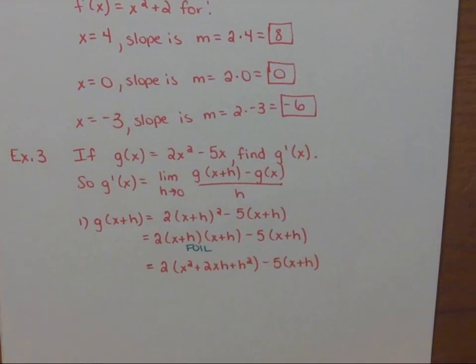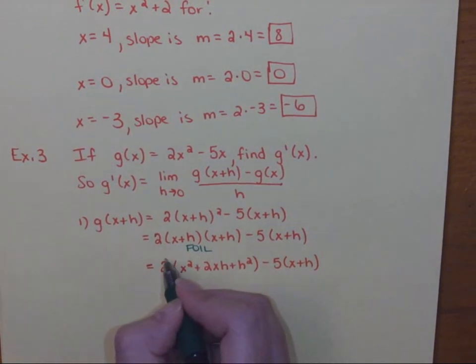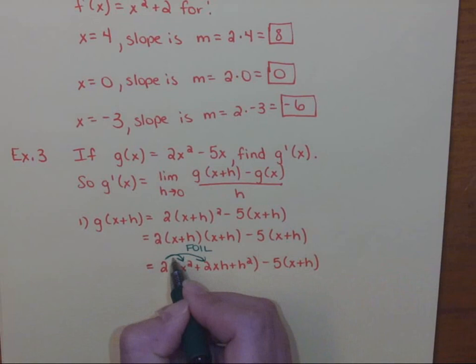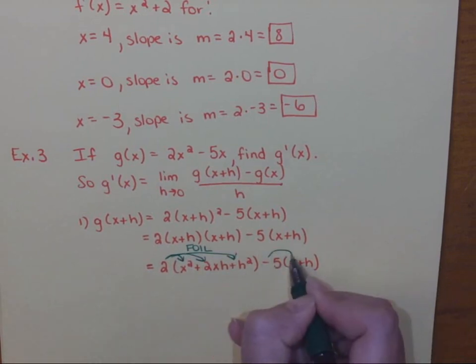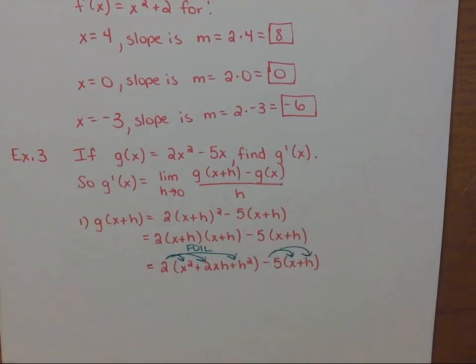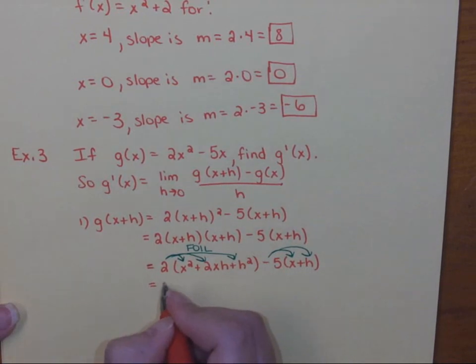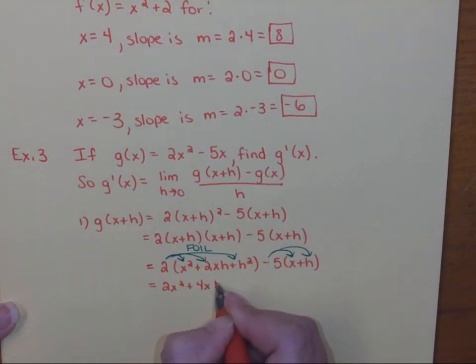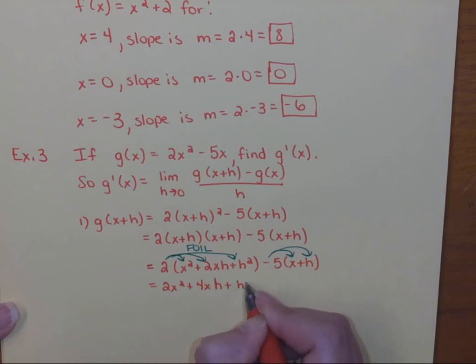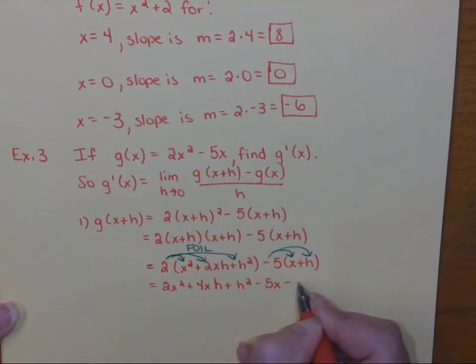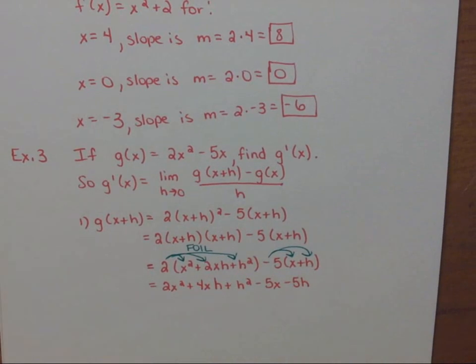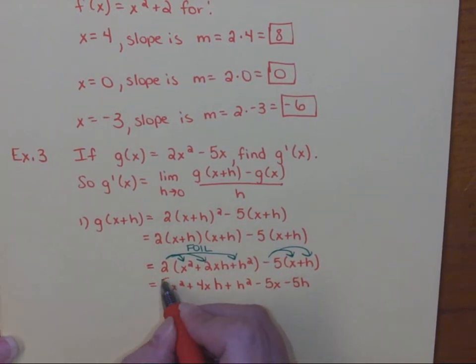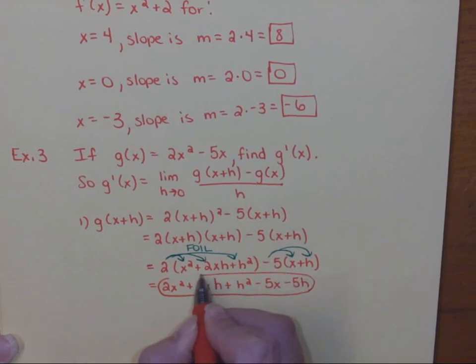All I did in that step is FOIL the x plus h out. But now I have a series of distributive property, right? Everything's going to get doubled, and then everything gets multiplied by -5. So I get 2x squared plus 4xh plus h squared minus 5x minus 5h. Kind of a long list, and notice we don't have any like terms, so this is as far as we can go with step 1.